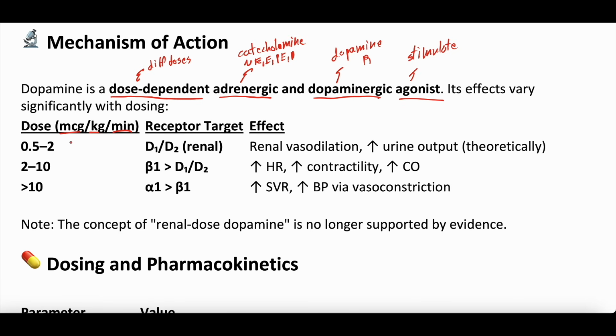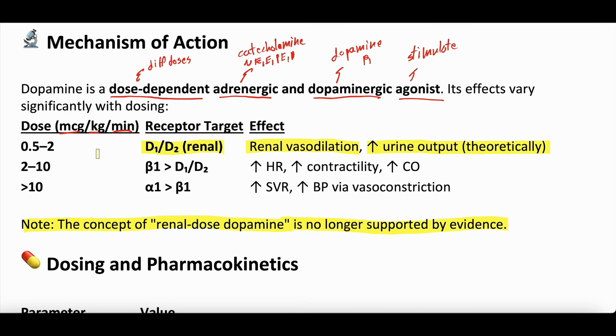At 0.5 to 2 micrograms per kilogram per minute, it tends to act on dopaminergic receptors, D1 and D2. These are primarily in the kidneys. And it causes some renal-based vasodilation and theoretically increased urine output. Back in the day, there was this idea that dopamine is renal protective. You can use it as renally dosed dopamine to protect the kidneys or improve renal function, but this isn't really supported by evidence any longer. So renal dosed dopamine certainly isn't used, or I guess we should rephrase, there's no evidence or guidelines to recommend its use in this fashion.